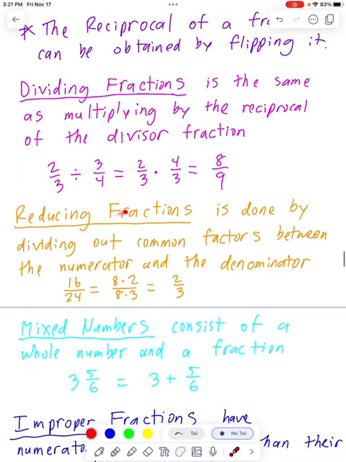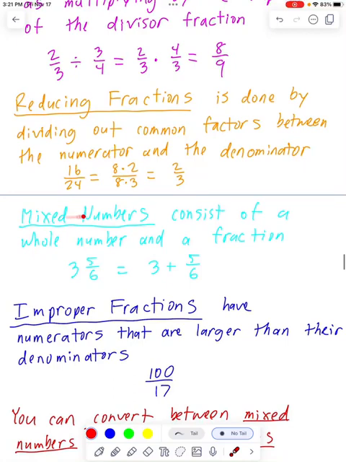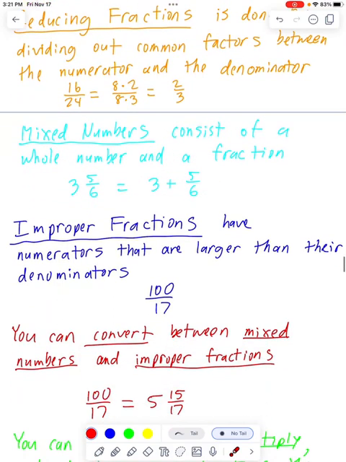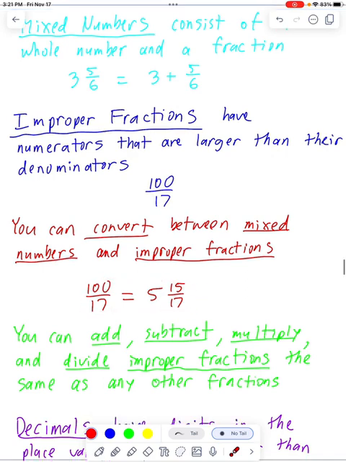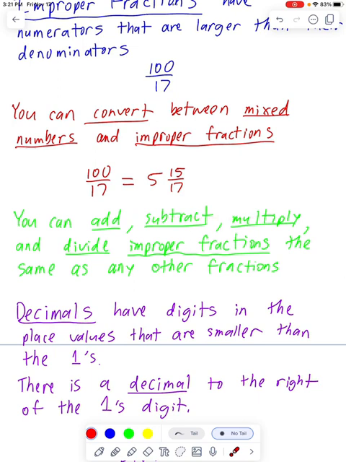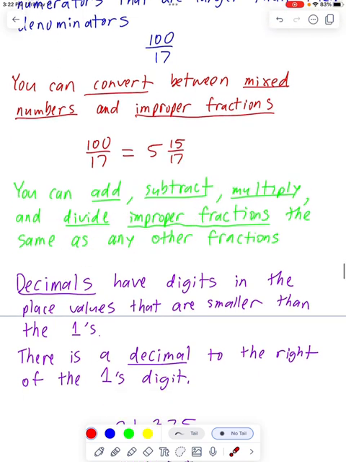We can reduce fractions, which is done by dividing out common factors between the numerator and the denominator, like so, for example. Mixed numbers consist of a whole number and a fraction, like this. Improper fractions are fractions where the numerator is larger than the denominator, like this. You can convert between mixed numbers and improper fractions, like so. You can add, subtract, multiply, and divide improper fractions the same as any other fraction.